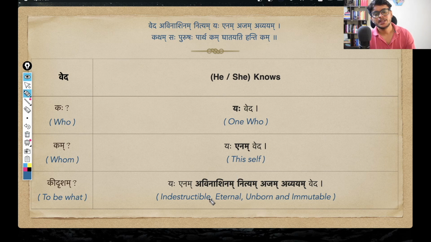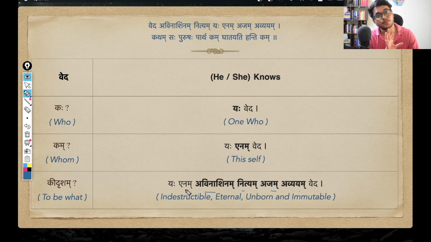And now coming to the meaning: Avinashin means indestructible, something that is indestructible. Nitya means eternal. Aja means unborn. And Avyaya means unchangeable or immutable. This Avyaya also means inexhaustible. Vyaya is to spend something, that expenditure is Vyaya, and to negate it, Avyaya. So that means something that is inexhaustible, something that does not exhaust. So in that sense also, right? Okay, so I hope these words are clear.